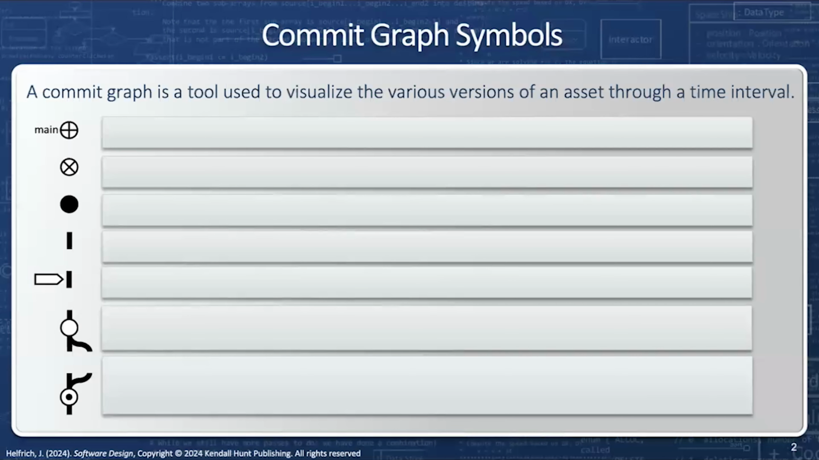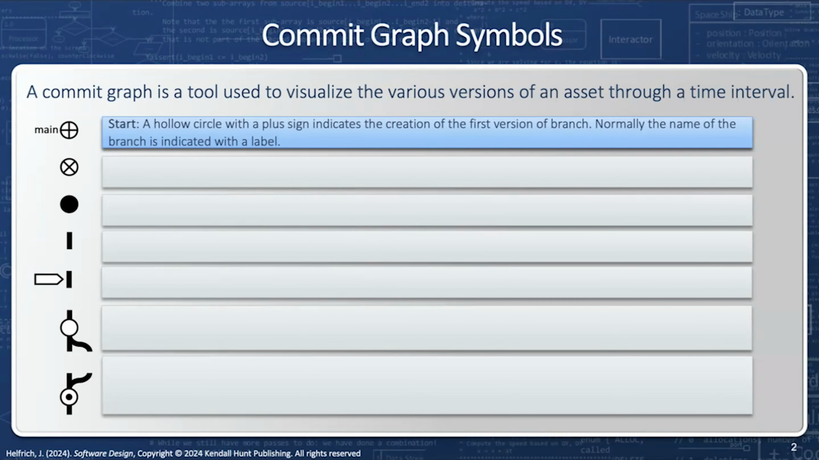A commit graph is a tool used to visualize the various versions of an asset through a time interval. So the start symbol is a hollow circle with a plus sign. The plus indicates that we're going to begin a new branch or a new project. And usually we name the branch or project in the start symbol as well. Next, we have the end circle. The end circle is a hollow circle with an X in the middle, indicating that the branch has been deleted.